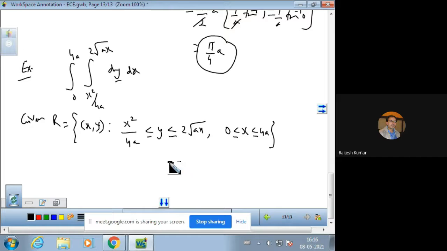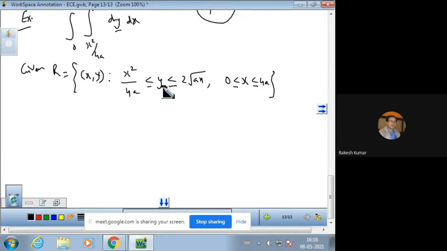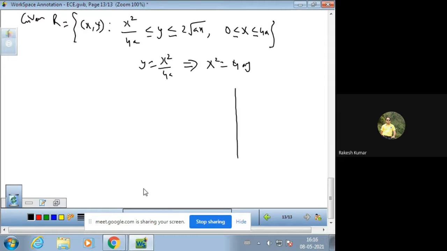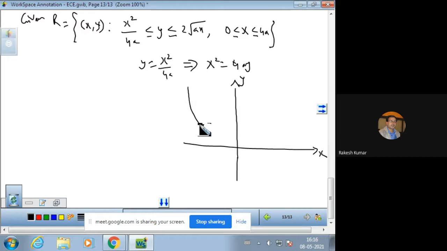Now let us try to find out the curve. When y equal to this curve, that is x square over 4a, and this curve is x square is equal to 4ay. So this curve can be plotted. And this is the upward parabola, if you see. So plot this curve. This is x-axis, this is y-axis, and this is your upward parabola.